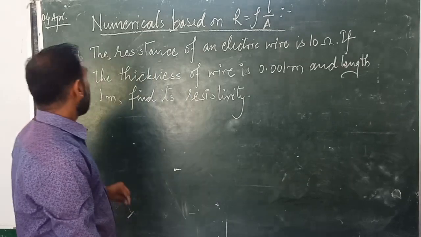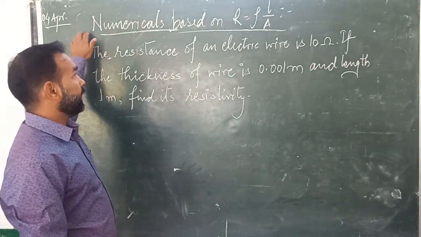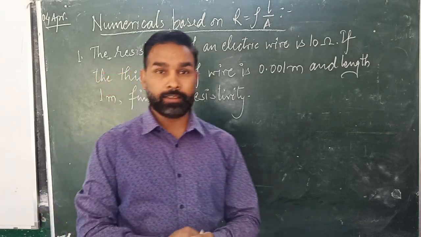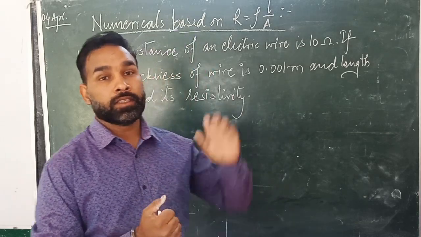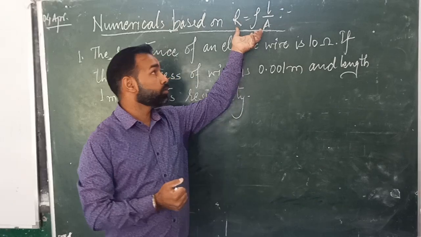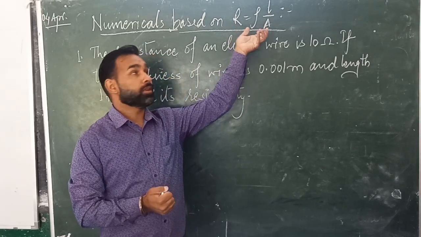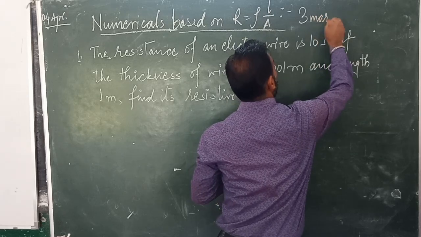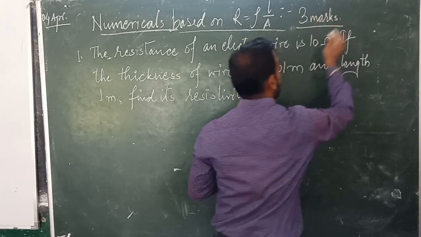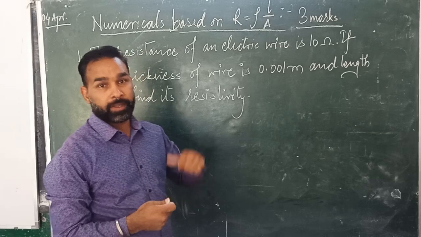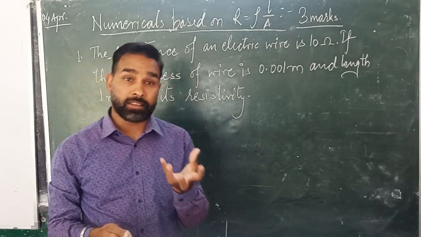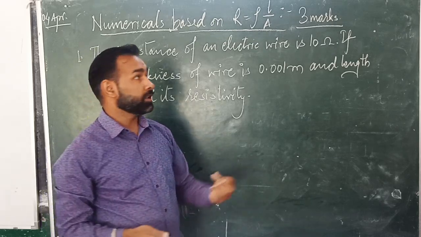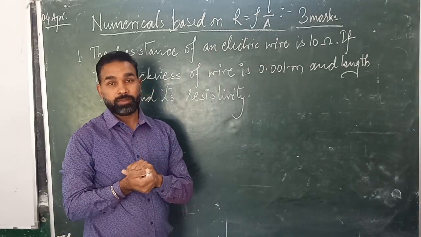Now we will discuss the numericals based on R equals rho L upon A. As I told you earlier, the expression R equals rho L upon A is very important for you. It will come in 3 marks. It will have parts also. It may be a question like define resistivity, and a numerical will be added onto it. So this kind of question is generally asked from this expression.